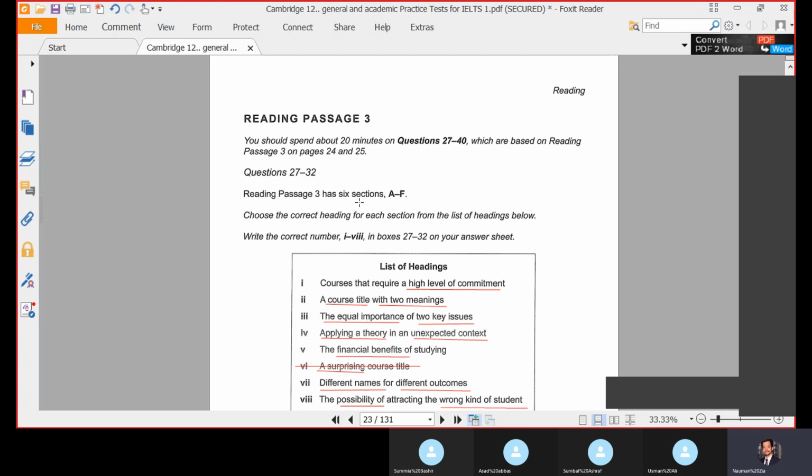They haven't talked about the course title. They are talking about different names and then different outcomes. So the correct answer will be the 7th option. Are you getting the point? That is how we solve the list of headings. Oh, sorry, match the heading questions. Any question? Alian, you got the point? Yes, sir. Bilal? Yes. Waleed?